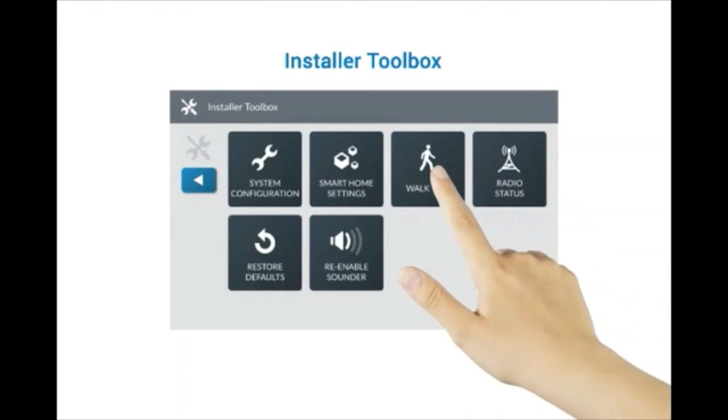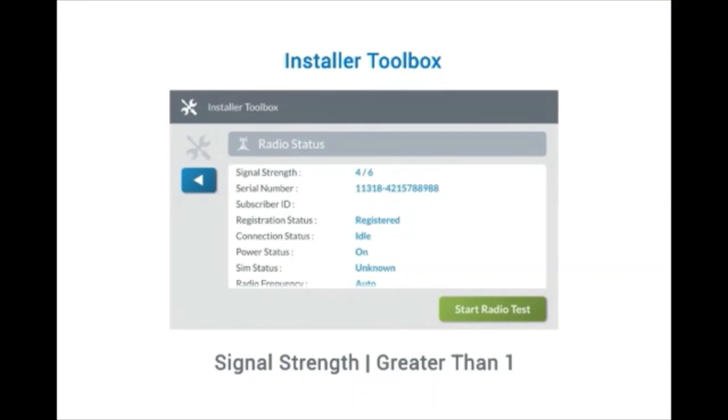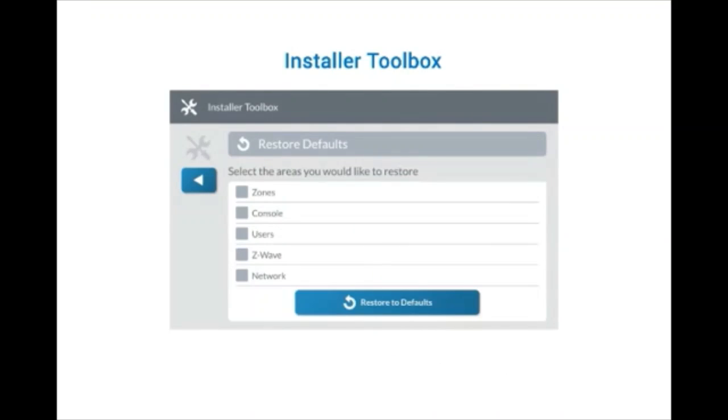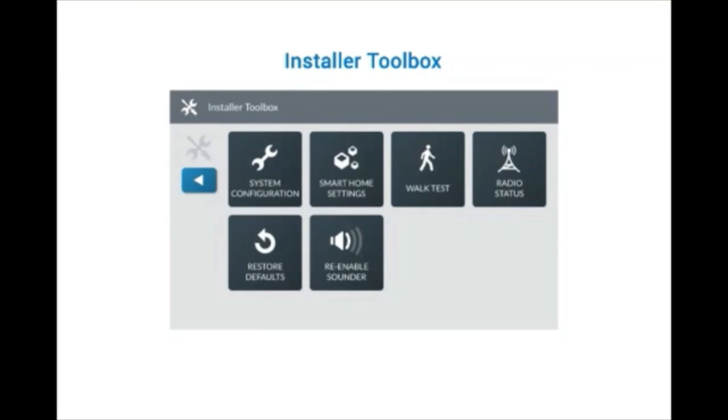Next, press Walk Test. Here, we can verify the sensor's estimated signal strength and that each sensor is being received correctly by the GC3. Radio status displays the condition of the GSM or CDMA radio, including the signal strength. By pressing Restore Defaults, the user can default any selected sections. Pressing Disable Sounder will disable the sounder for 30 minutes. To re-enable the sounder before 30 minutes have passed, press Re-enable Sounder.